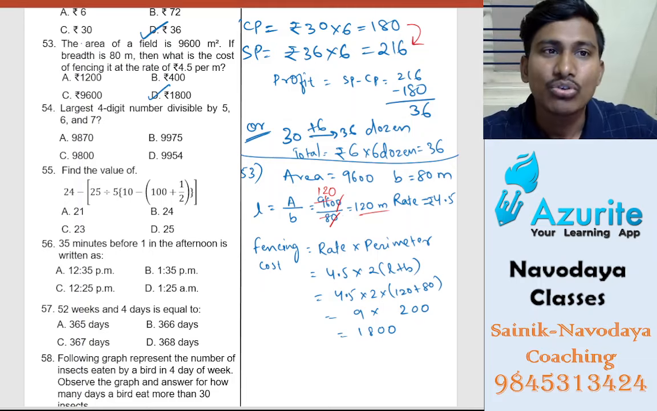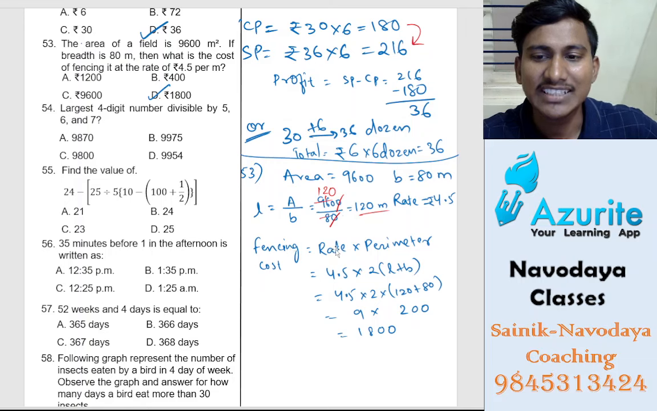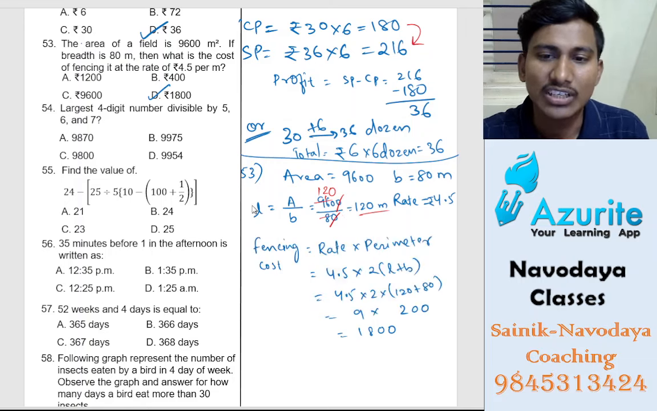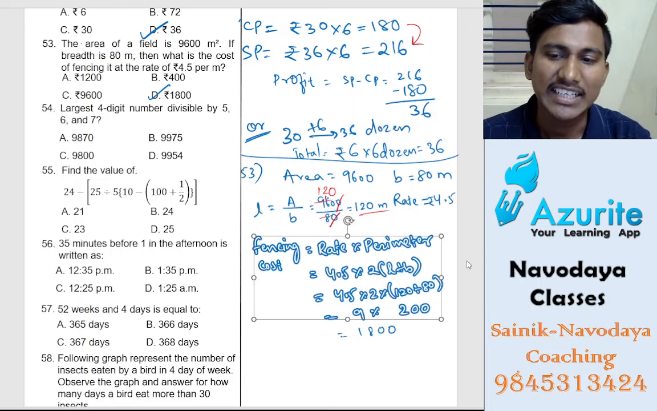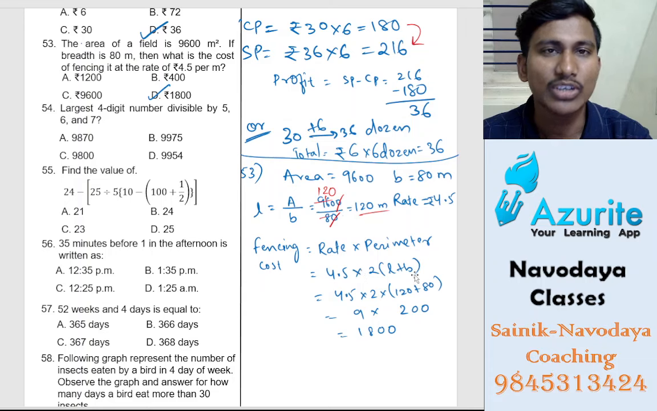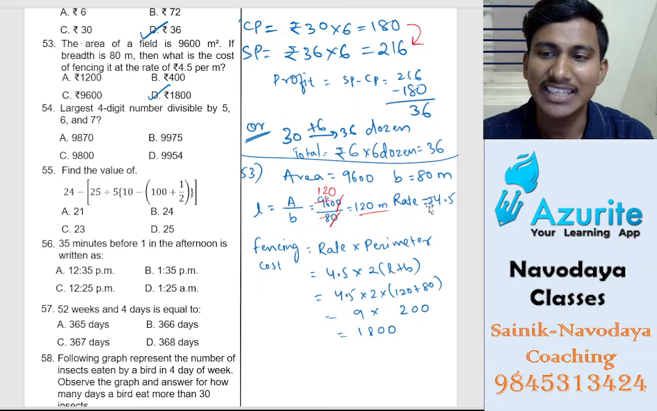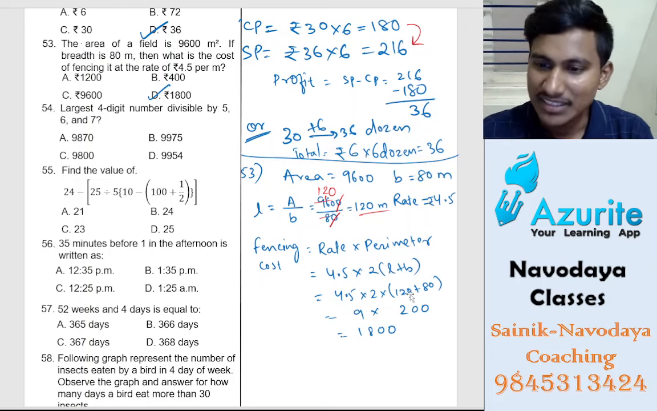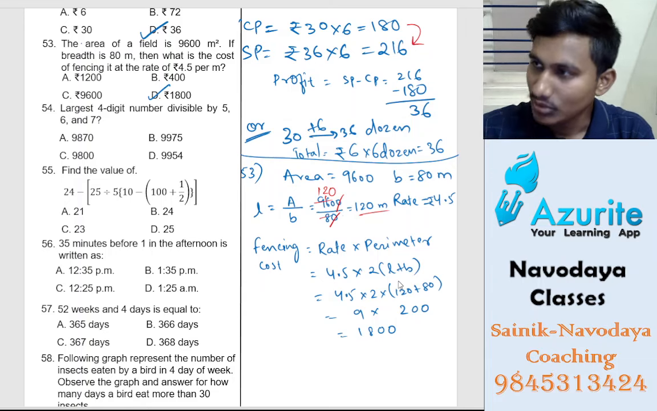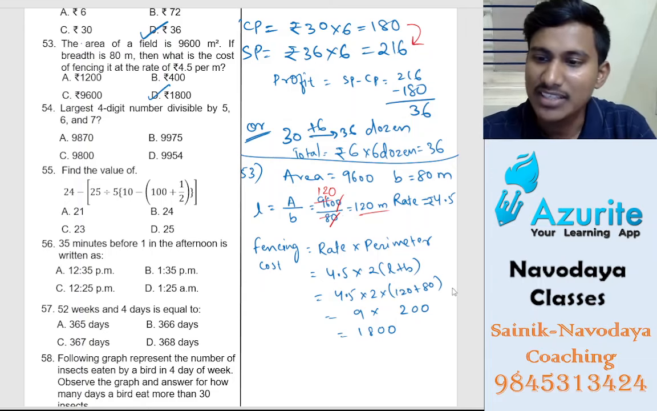Now how do we find the fencing cost? That is rate into perimeter. So we got length as 120 here, right? Rate is 4.5 into 2 into length plus breadth. Breadth is 80 and length is 120, so 80 plus 120.